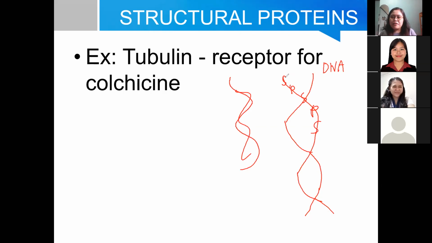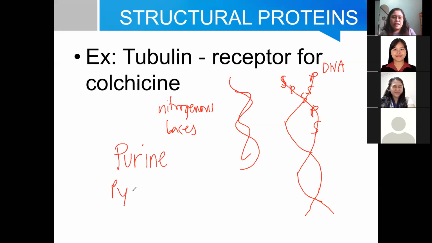Anti-parallelism, dili sila pareho. If this started with sugar, then this side will start with the phosphate. Phosphate, sugar, and so on. And then, inside, the one that connects the two strands will be the nitrogenous bases. We call them nitrogenous bases. So, nana sila diri sa tunga. Tapos, natay duha ka klase na nitrogenous bases. The purine and the pyrimidine.